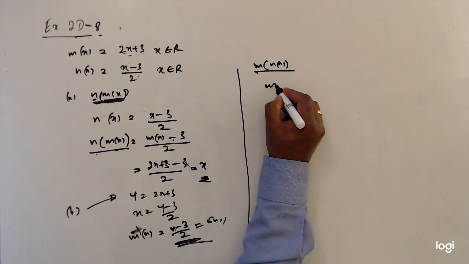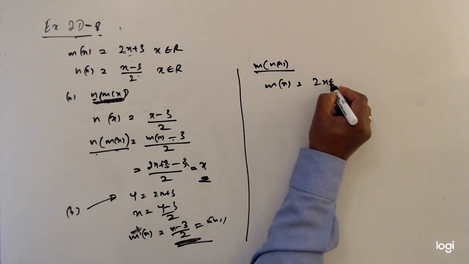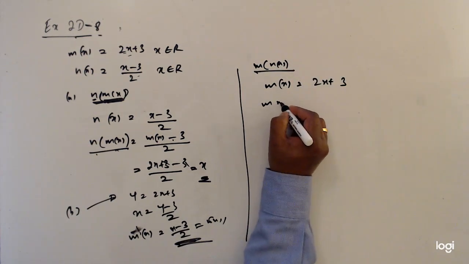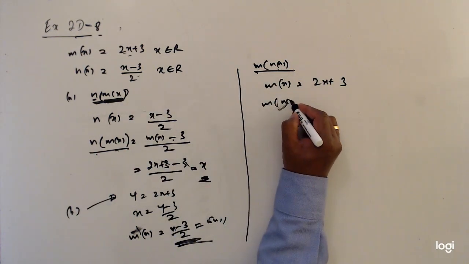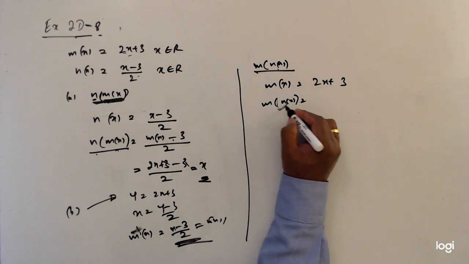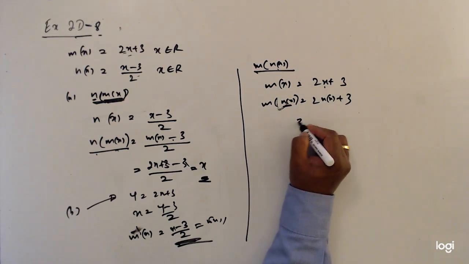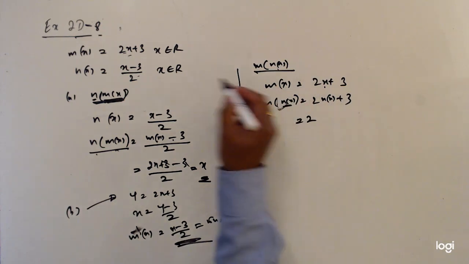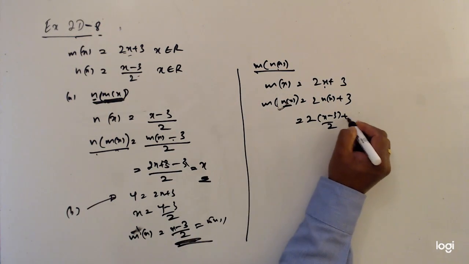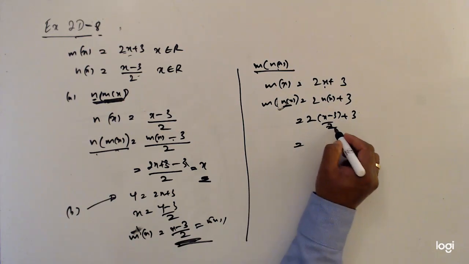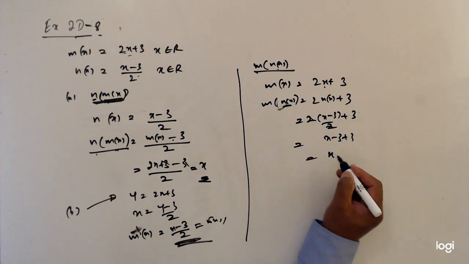First of all, we write M(x) equals 2x plus 3. Then we substitute N(x) inside: instead of x, N(x), so 2 times N(x) plus 3. Now what does N(x) mean? N(x) means (x minus 3) over 2, plus 3. So the 2s cancel out, and x minus 3 plus 3 is x.